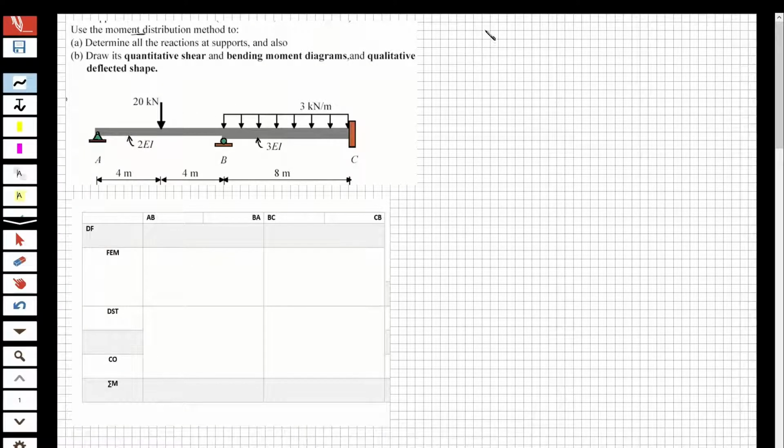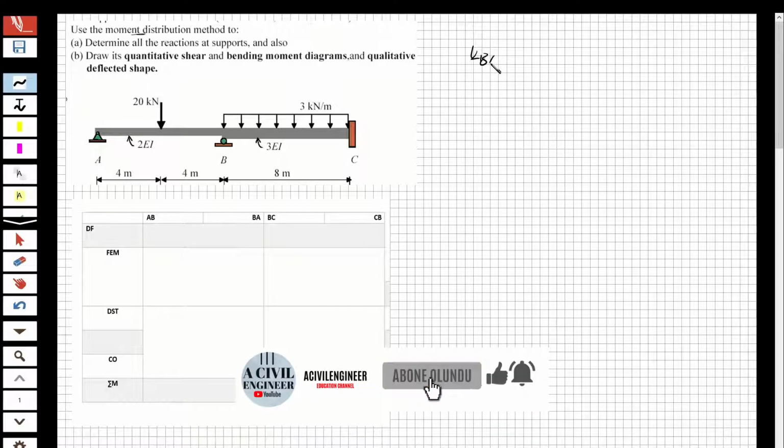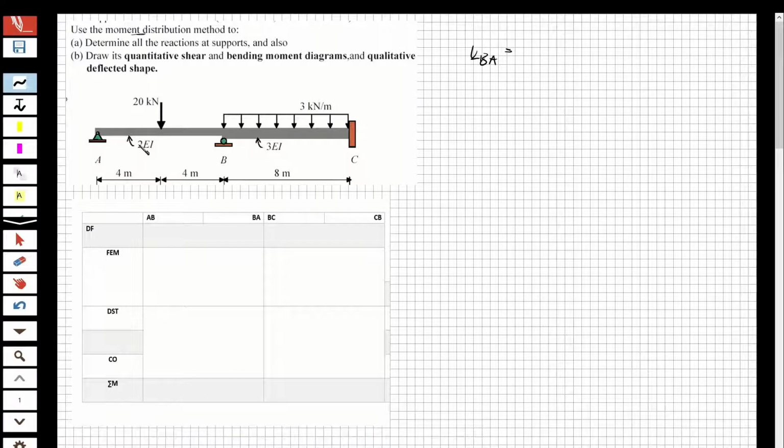First I'm going to calculate the stiffness factors. For K BA, we are going to use a modified formula because it ends with a pin. So it's going to be 3 multiplied by 2EI over length. The length is 8 meters. It's going to be 0.75. And K BC is 4 multiplied by 3EI over 8, 1.5 as stiffness factors we have.